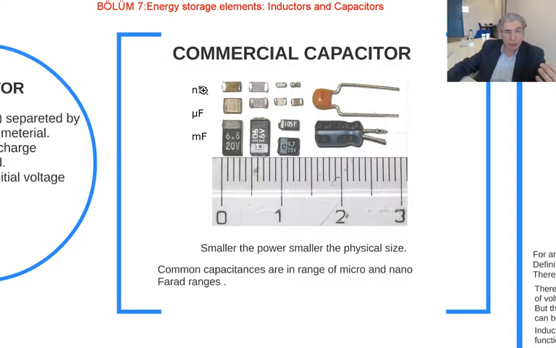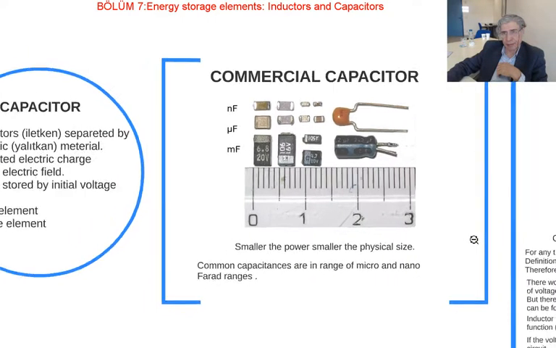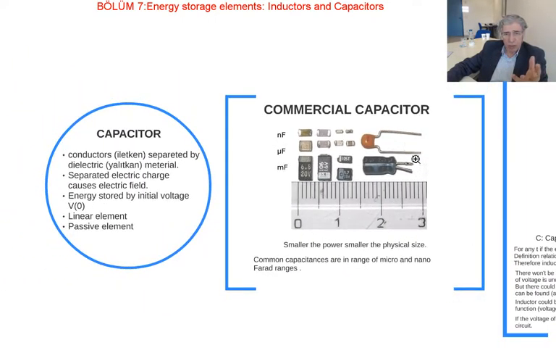So when this goes up, the size goes up. The biggest ones, millifarad, are in the range of centimeters physically. Common capacitors are in the micro and nanofarad ranges. So these are the common capacitors that we see. Micro, nano, milli, not that common. Oh, it's still common. Okay. So this is how we see this element in the market.